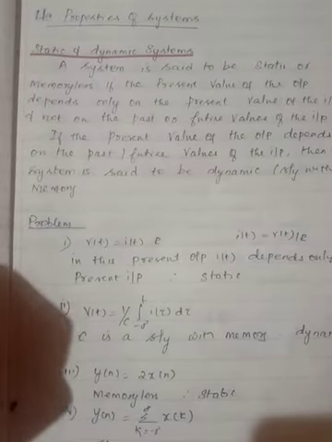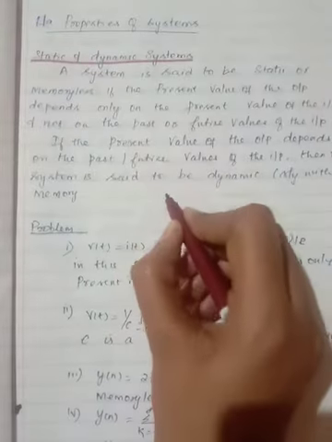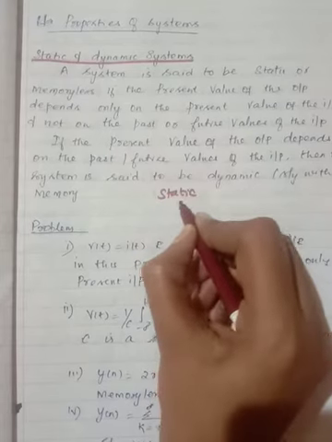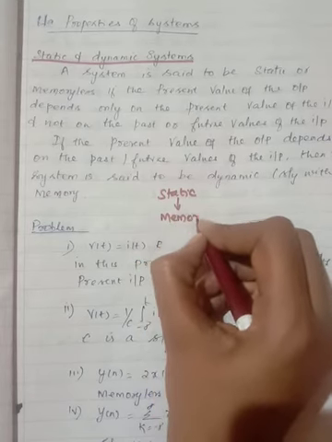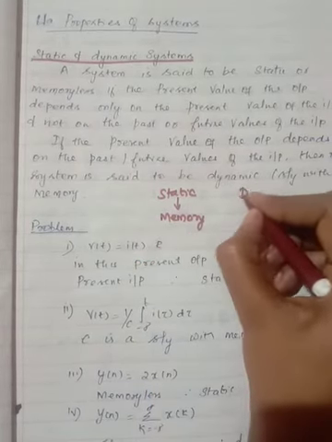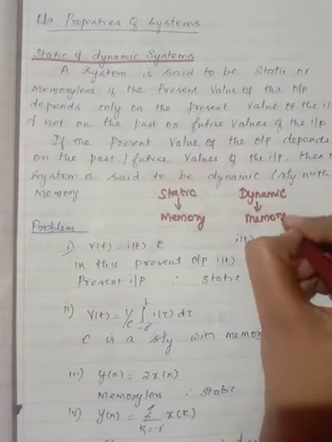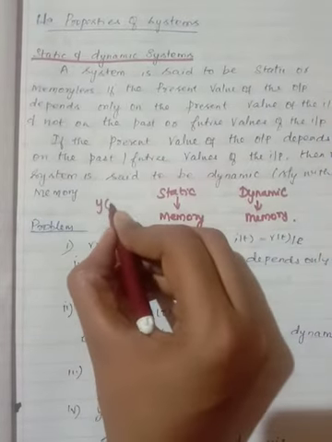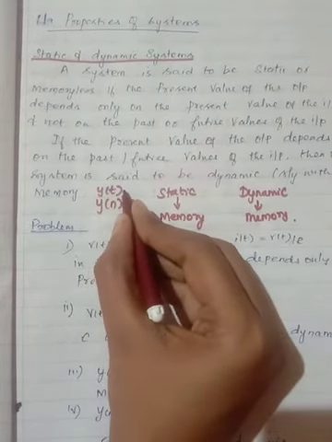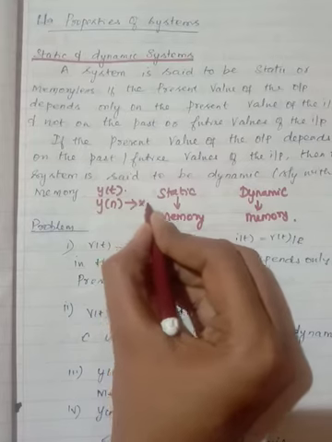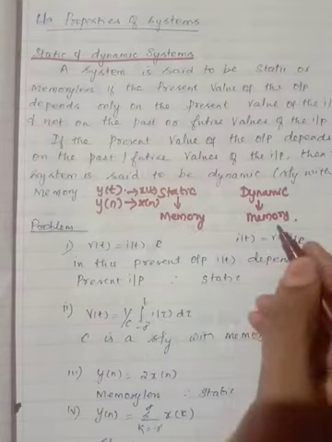A system is said to be static or dynamic depending on some condition. If a system is static, it does not depend upon memory. If there is no need of memory, it is a static system. A dynamic system needs memory. Why is there a need for memory? If the output y of n or y of t depends only upon the present input, x of n or x of t, there is no need of memory.